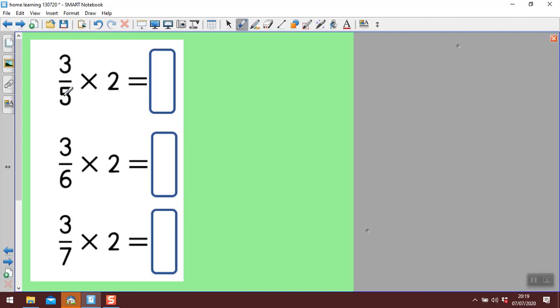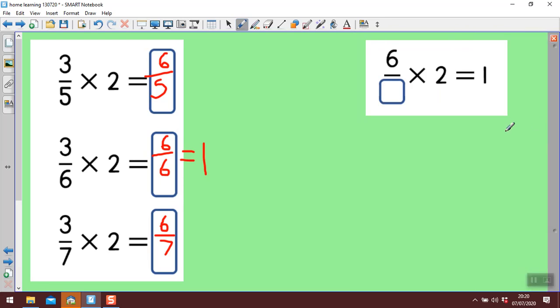So this means 3/5 add 3/5, 2 of them, which will give us 6/5. And 3 times 2 is 6. This means 3/6 add 3/6. So we've got 6/6. 3 times 2 is 6. Denominator stays the same. That's the same as a whole one. 3/7 add 3/7 is 6/7. Also 3 times 2 is 6. So it equals 6/7. Now this is a tricky challenge for you. See if you can find out what number is missing.